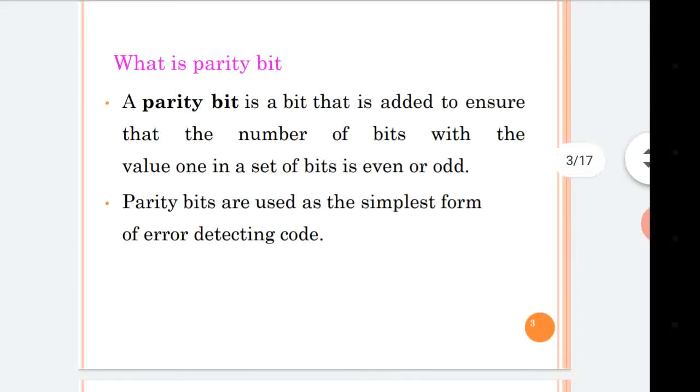First, let us discuss what is a parity bit. A parity bit is a bit that is added to ensure that the number of bits with the value 1 in a set of bits is even or odd. Parity bits are used as the simplest form of error detecting code. So, basically parity bits are the extra bit which we have to add in the given number, or we can say in the given word, so as to make the total number of the bits in a given word odd or even.